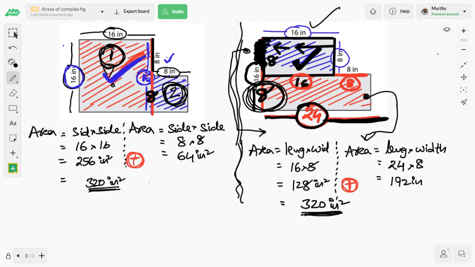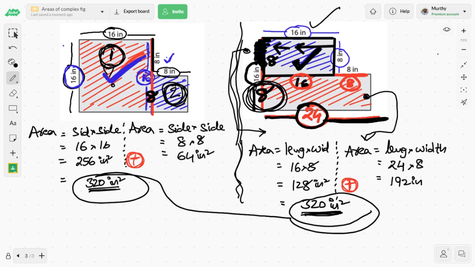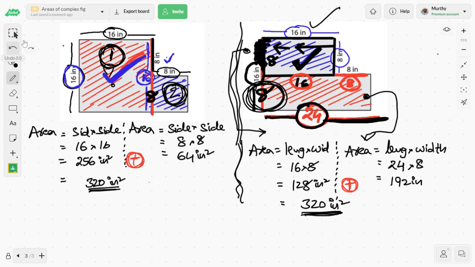Now, whatever method you choose, either the first way or the second way, you see that you are getting the same answer. So you have to cut the given figure vertically or horizontally, it depends. Either way you can do it, you will still end up with the same answer. Okay.